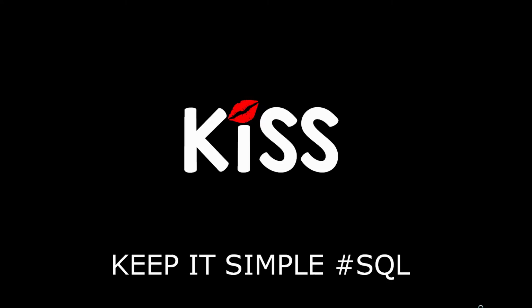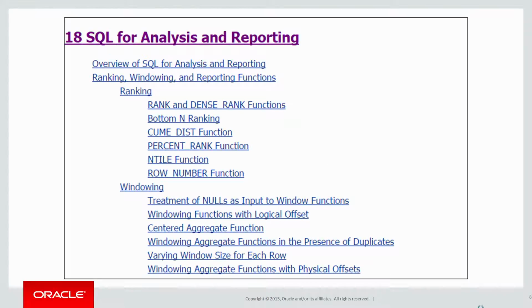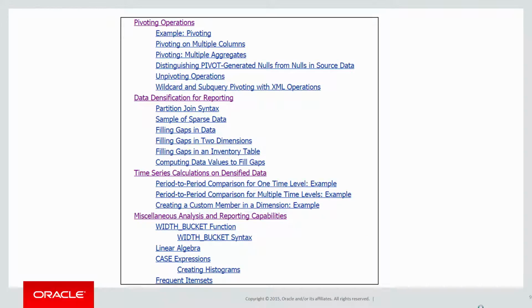Today is the next in the KISS series of videos, keeping it simple with SQL, focusing on analytics. These are short 2-minute sessions designed to help you solve real problems, not just wander through the syntax. In this session, we're going to do more bits and pieces, really finalizing the kind of stuff we've seen in Chapter 18 where all our analytics syntax is held. In this last example, we're going to look at frequent item sets, the very bottom item there in the chapter.